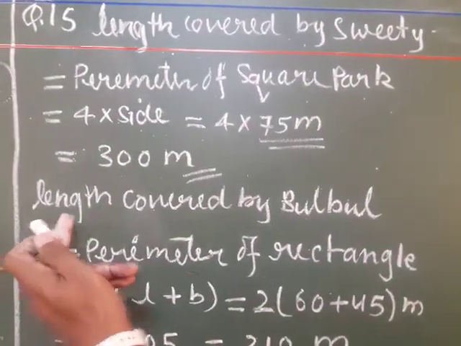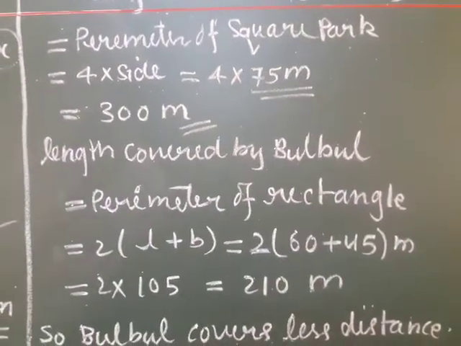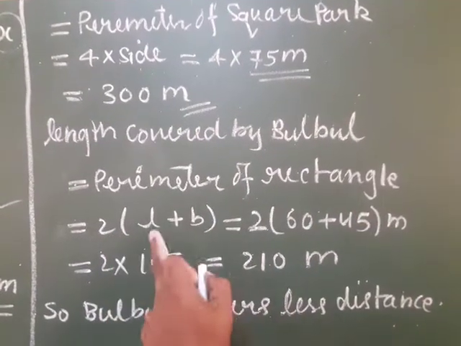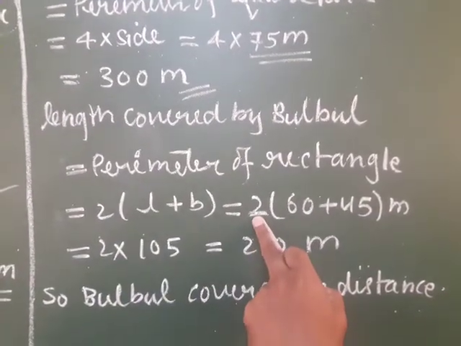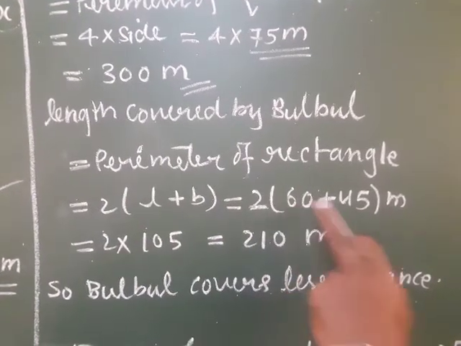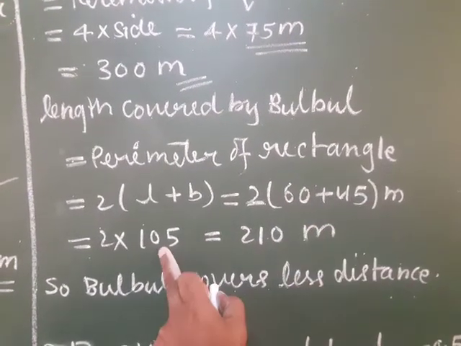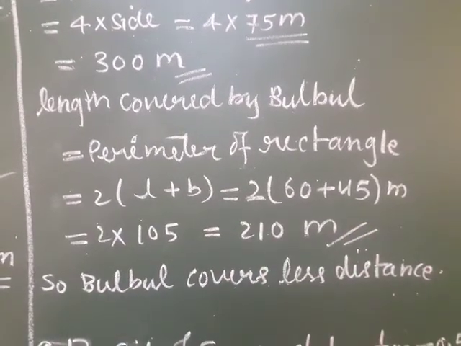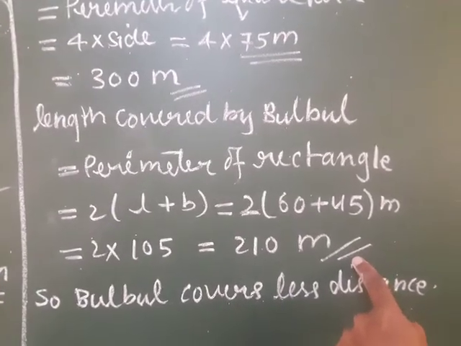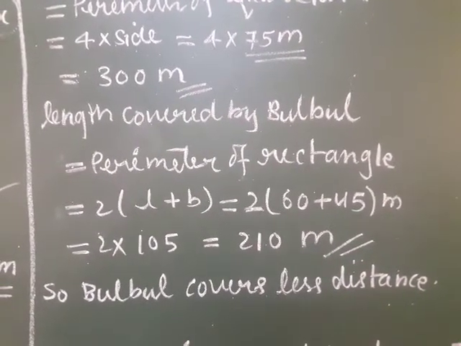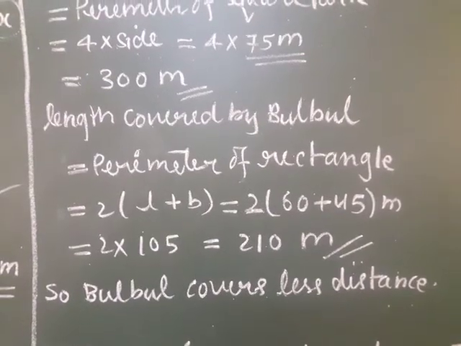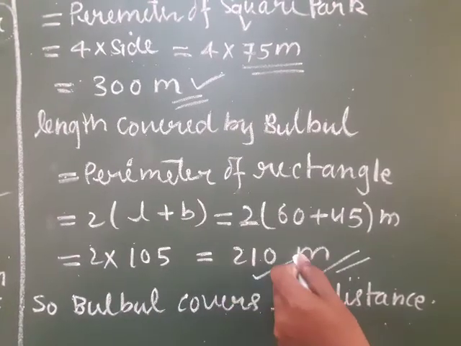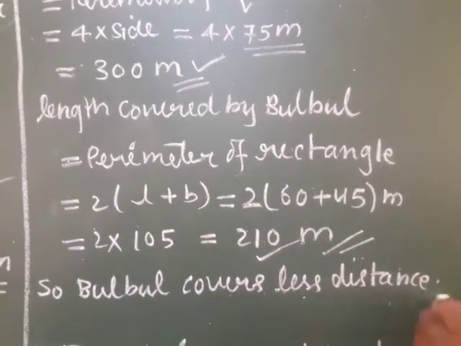Now we are going to find the length covered by Bulbul. Bulbul is running around a rectangular park. So the perimeter of the rectangle is 2 into (L plus B). The sides of the rectangle are given, L is 60 and B is 45. So the sum will be 105. 2 multiplied by 105, the product will be 210 meter. So the length covered by Bulbul is 210 meter. Now the question is asking who covers less distance. We see that Sweetie covered 300 meter and Bulbul covered 210 meters. So simply, Bulbul covers less distance.